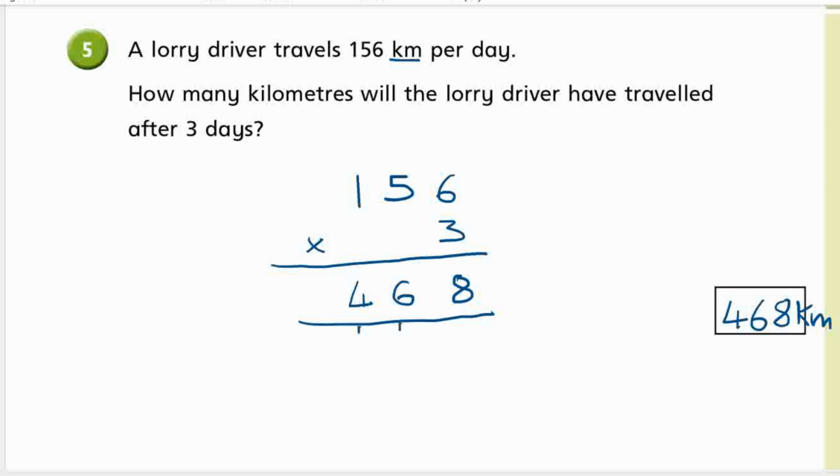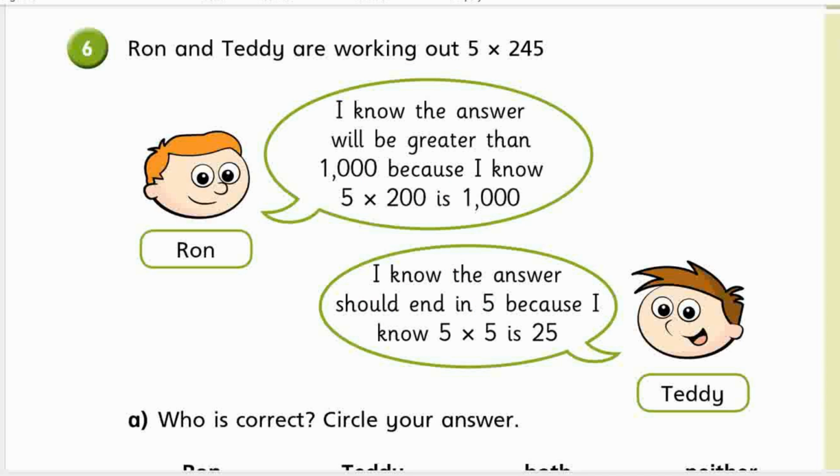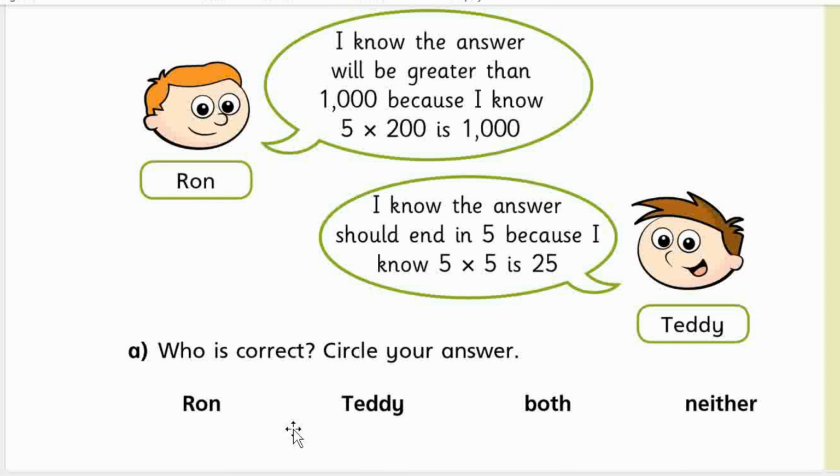Okay, kilometers. Right. Ron and Teddy are working out 5 times 245. I know the answer will be more than 1,000, because I know 5 times 200 is 1,000. Good, that's correct, isn't it? 5 times 2 is 10. Yeah, so 5 times 200 must be 1,000, okay? I know the answer should end in 5 because I know 5 times 5 is 25. Okay, so let's see, who is correct? Exactly.